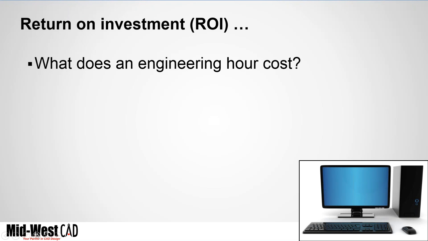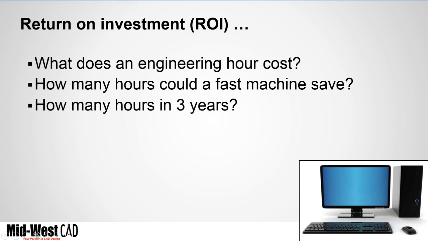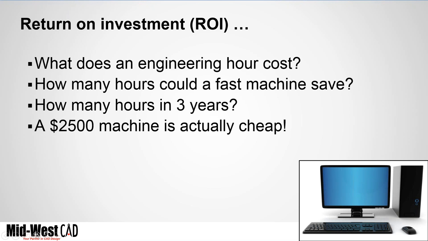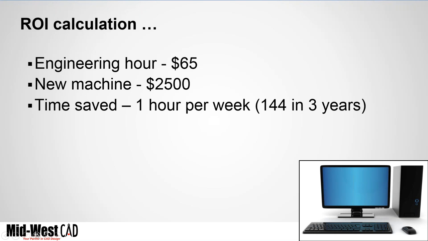I say, what does the engineering hour cost? What does it cost for the user who's sitting in front of the machine? How many hours could we save that person if we put a really fast machine on their desktop? How many hours would we save them if we looked at that over a 3-year time span? And if you look at it this way, a $2,500 machine, which is going to be a very nice machine, is actually cheap. Do the math, and you'll see that to be so. So what if an engineering hour is $65? And we could buy that person the $2,500 machine, and in so doing, we could save them 1 hour per week.